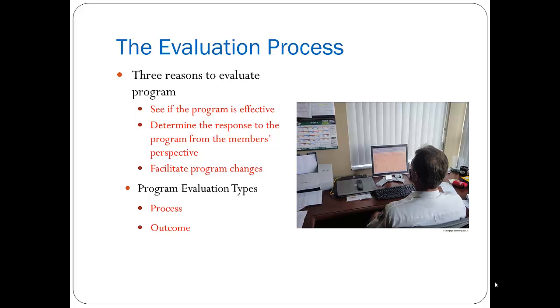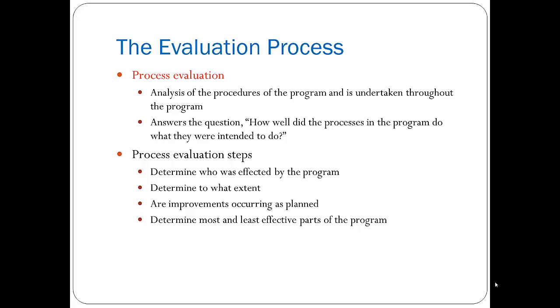And then there's 2 program evaluation types, process and outcome. And we're going to talk about those. The evaluation process. This is where we analyze the procedures of the program and undertake a thorough review of the program. This is going to answer the question, did the processes in the program do what they were intended to do? And then the process evaluation steps. We determine who was affected by the program, and to what extent.